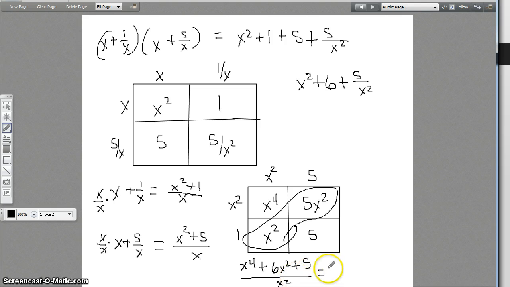x to the 4th divided by x squared is x squared. 6x squared divided by x squared is 6. And 5 divided by x squared is 5 over x squared. So you can see we get the same answer either way.